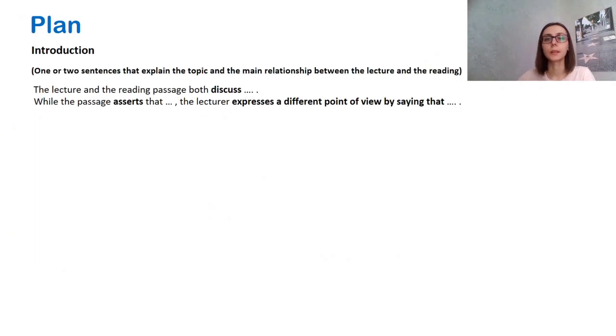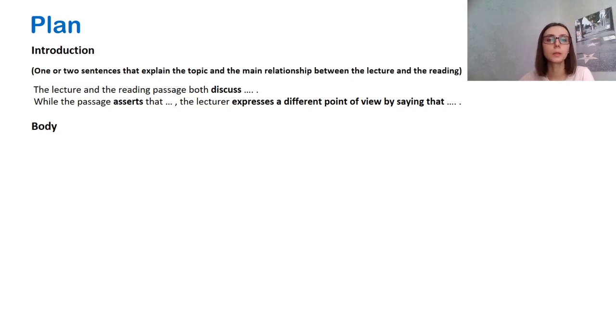First you need to write the introduction. It's one or two sentences that explain the topic and the main relationship between the lecture and the reading. The lecture and the reading passage both discuss, and you state the topic, while the passage asserts that, the lecture expresses a different point of view by saying that. Here you can insert the information that you need. It's not necessarily the information from our specific example. It's like a template for you that you can use for any answer, in case the reading passage contradicts the lecture.